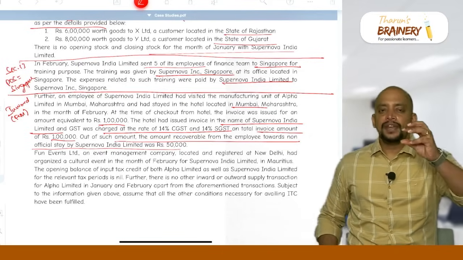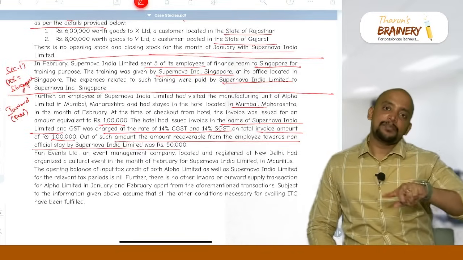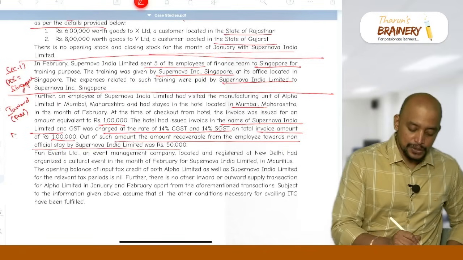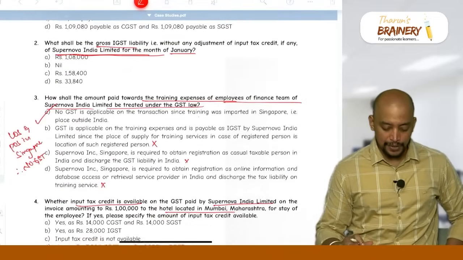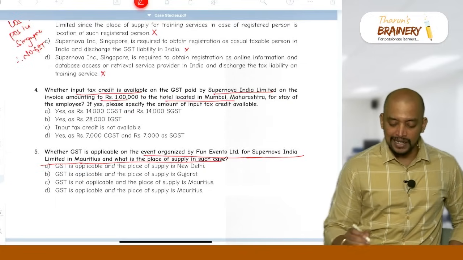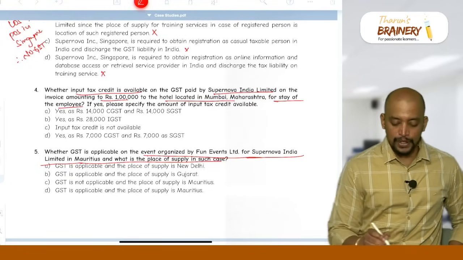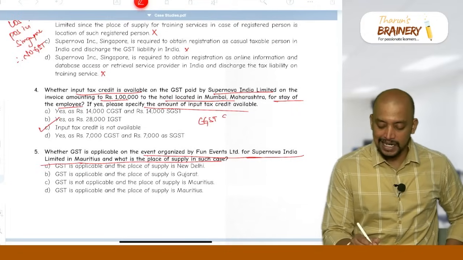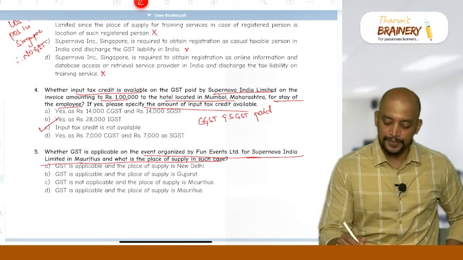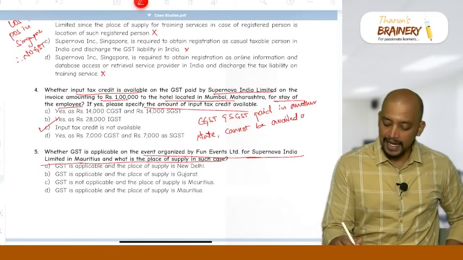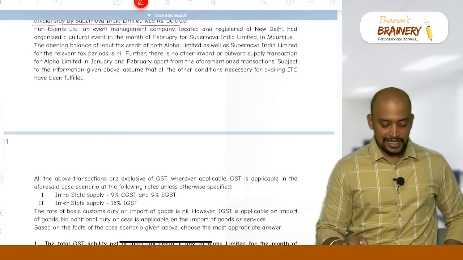Why no ITC? Where is Supernova India located? Gujarat. But they paid the hotel accommodation outside the state. So CGST, SGST paid in the other state cannot be taken as ITC. So no ITC in this case. And we have an MCQ related to that. Whether input tax credit is available on the GST paid by Supernova India Limited on the invoice amounting to 1 lakh to the hotel located in Mumbai, Maharashtra for the stay of the employee. If yes, please specify the amount of the input tax credit available. Input tax credit not available. CGST and SGST paid in another state cannot be availed as input tax credit. Okay, so that is the answer for this.